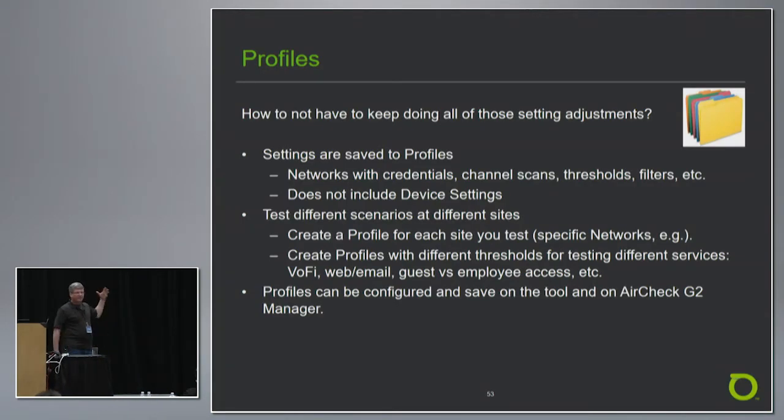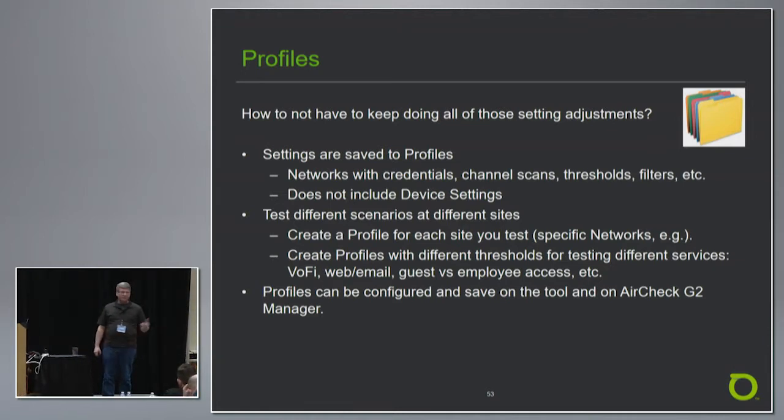So we did a lot of settings and adjustments in here. Rather than having to go in every time and make those, use profiles. You can have tens or even hundreds of different profiles, each with different settings attached to them. These profiles are good if you're going to a specific site that has specific networks. So any network you pre-configure is assigned to a profile. Thresholds, channel scan settings, anything like that.